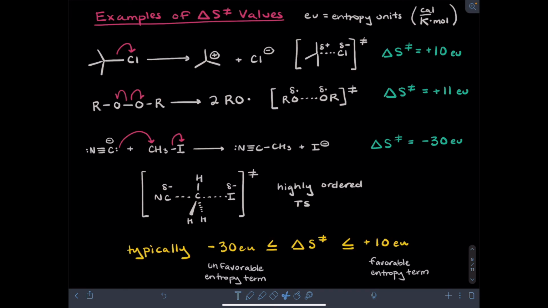Typically, we'll see values that appear at or between negative 30 EU and plus 10 EU. Our large negative values will be for transition states that have a lot of order or bringing multiple molecules together in the transition state, while entropically favorable transition states will have positive values, no larger than 10 usually.